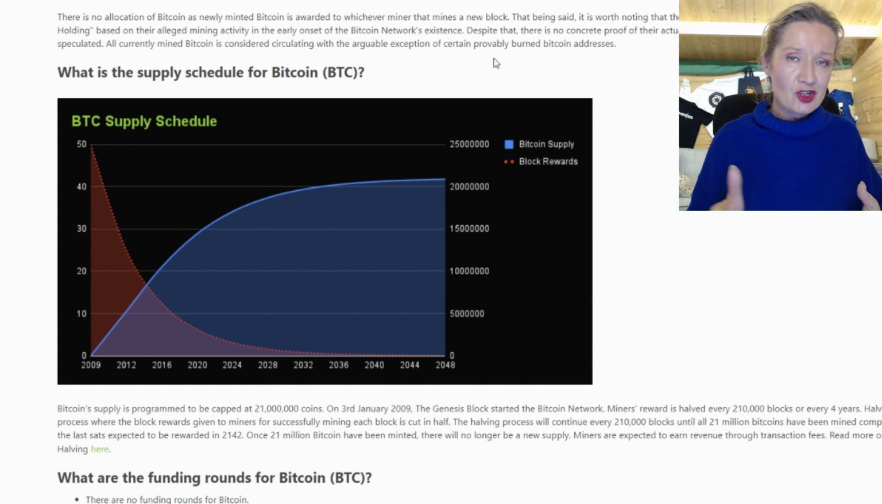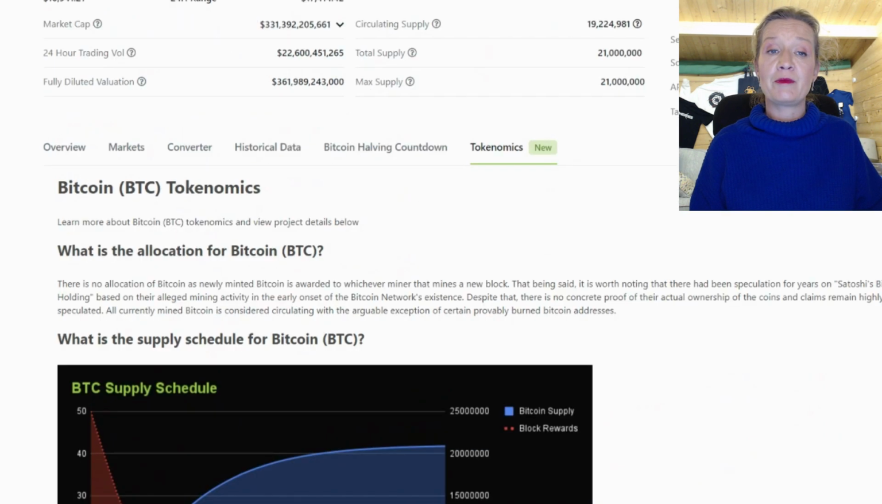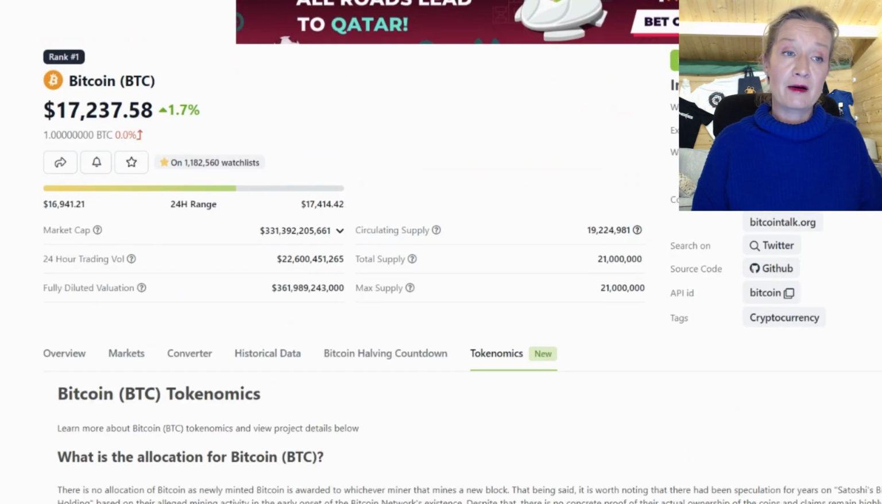There's no actual allocation of tokens for Bitcoin. And we can see the emission schedule here, where we've got the Bitcoin supply, and we are in and around, I don't know, what year, 2022, in and around here at the moment. We can see the supply curve tapering off, and the long tail curve for the block rewards also tapers off. So you can have a little bit of a read on the information on the tokenomics there.